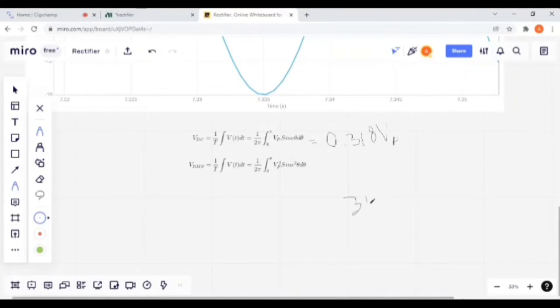After integrating, we get 31.8% of the peak voltage, 0.318 VP or 31.8% VP. Similarly, for RMS calculation, this is the formula, and we get 0.707 VP after integration, or VRMS is 70% of the peak voltage.